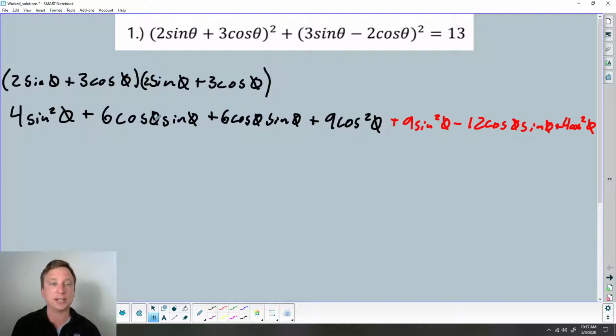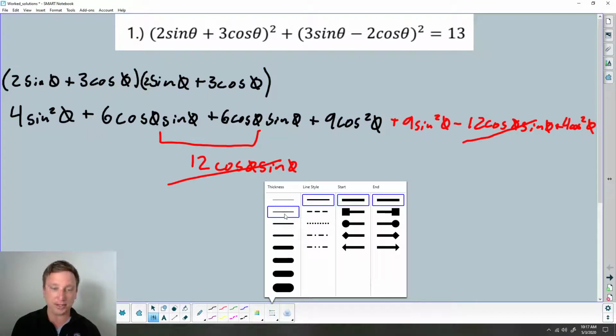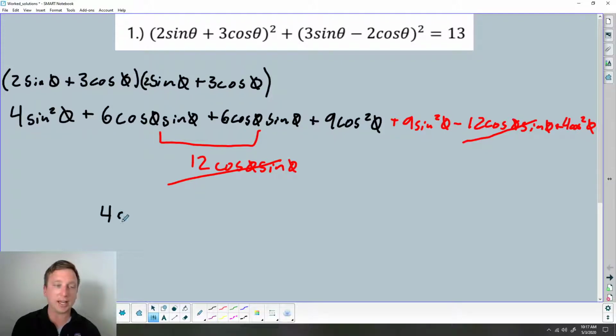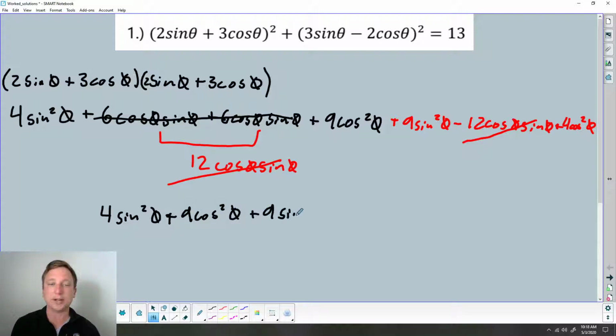So the 6 cosine theta sine theta and 6 cosine theta sine theta makes 12 of those. So we have 12 cosine theta sine theta. And this actually cancels to 0 with the negative 12 version of that. So in the end, what we're left with here is a 4 sine squared theta. This part's gone, remember. A positive 9 cosine squared theta, a positive 9 sine squared theta, and a positive 4 cosine squared theta.